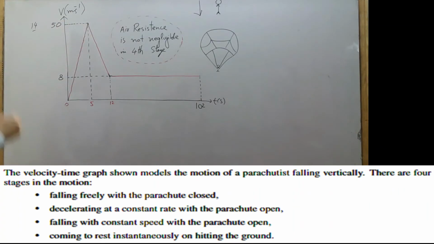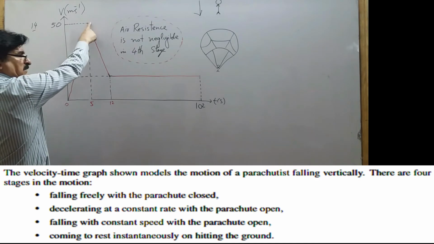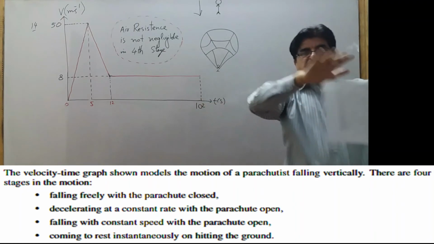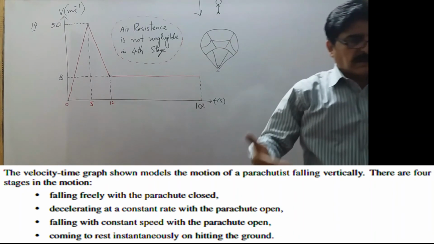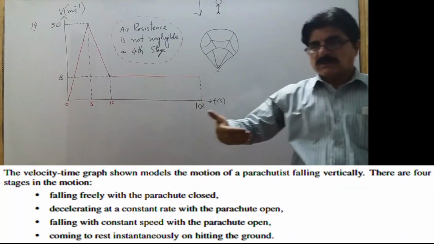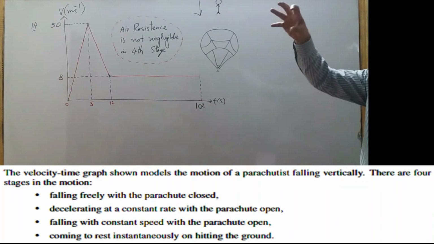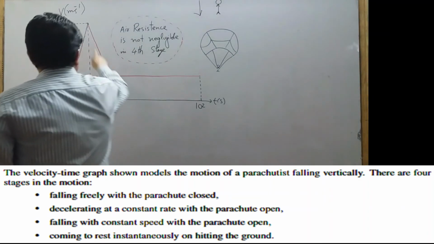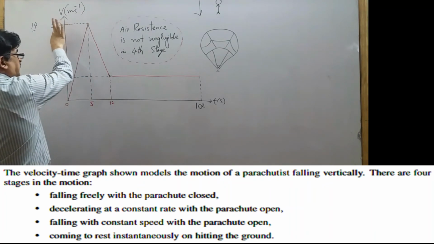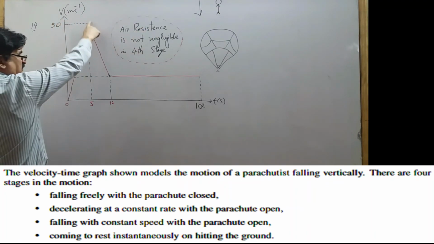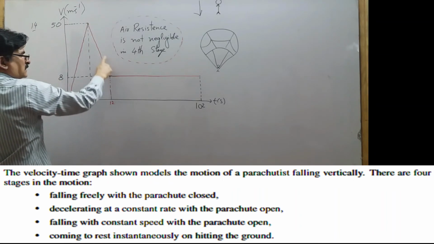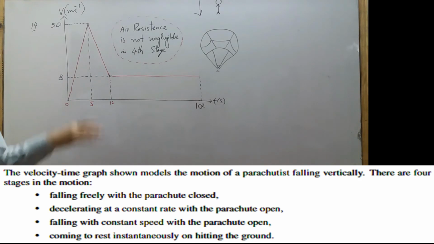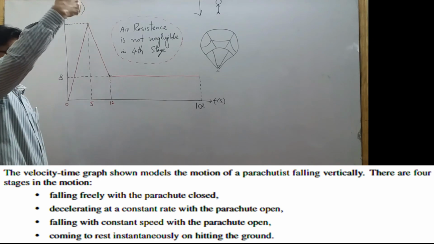Then the parachute opens at this stage. When the parachute opens, because the surface area of the parachute is large, air resistance is not negligible. So it will resist the motion of the parachutist and it will slow down. After 5 seconds, with speed 50, it slows down. This is the second stage. In the second stage, it moves with deceleration, it slows down because air resistance is greater than the weight.